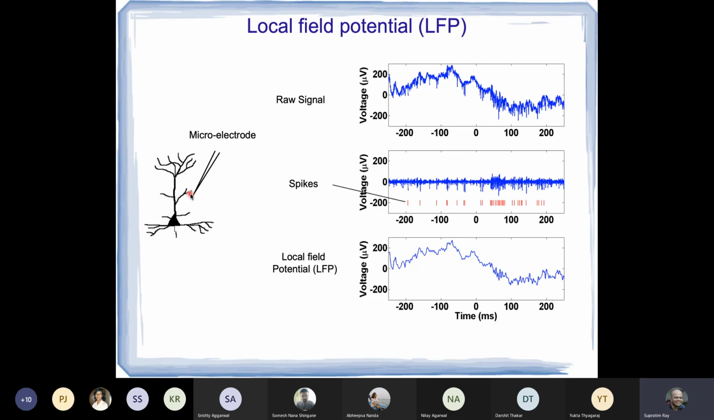It's very small. What was the potential difference across the membrane during an action potential? How much did it change? Anyone? In terms of millivolts. It was millivolts, right? Minus 60 to plus 40 it went. So there was a change of about 80 millivolts or so.